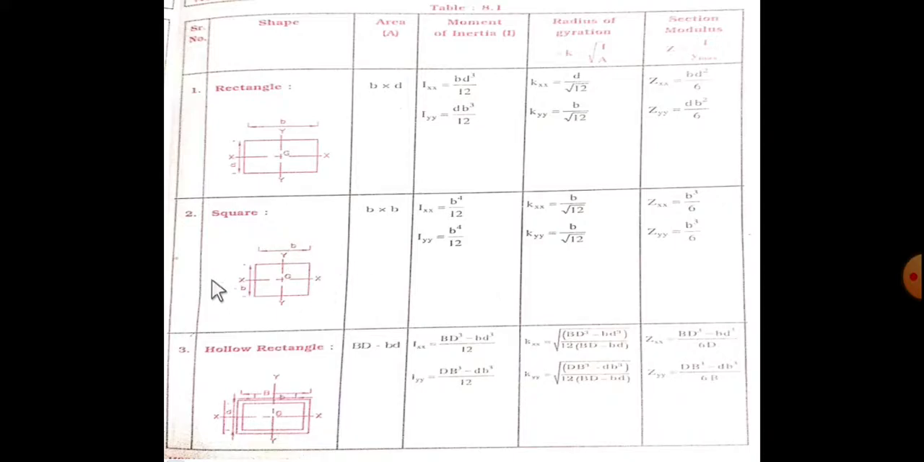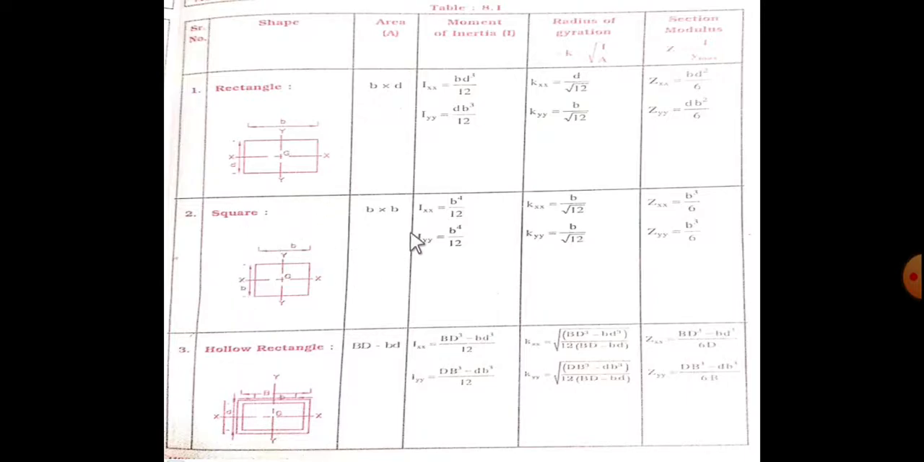So what is there? This is our rectangle section. Area of this rectangle section is B times D. Moment of inertia Ixx is equal to bd cube by 12 and Iyy is equal to db cube by 12. In the same way, radius of gyration is under root of I upon A and section modulus Z is I upon Y, that we can calculate, but we have to memorize this always.